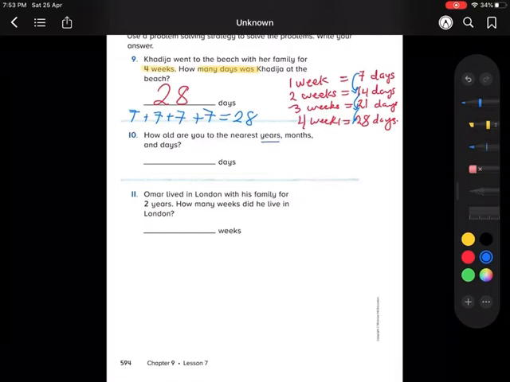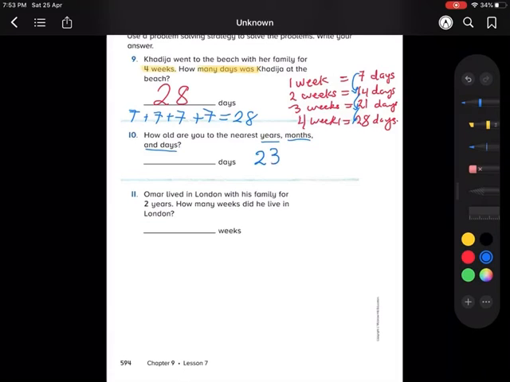28. How old are you to the nearest years, months, and days? You will do it on your own. This is for you. Classwork. But I will tell you how old I am according to this. Don't copy my answer. You will write your own answer here.